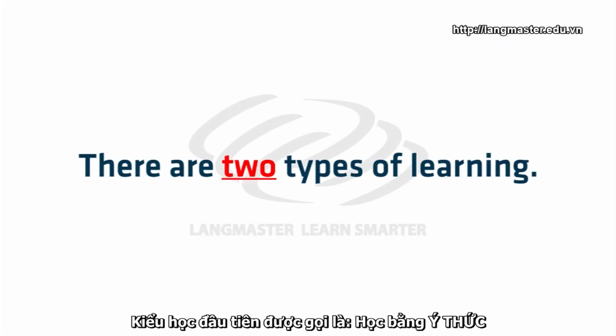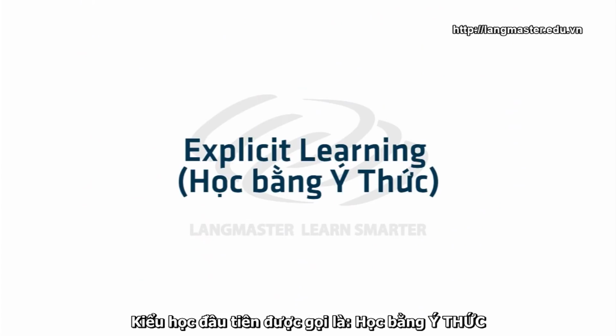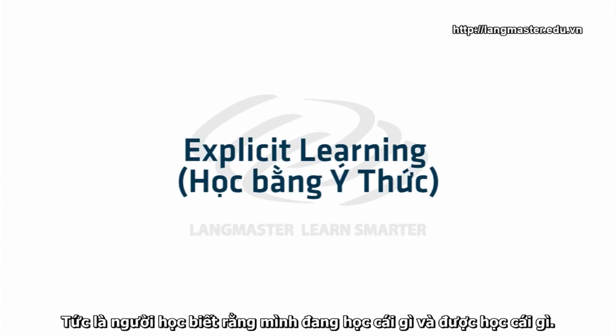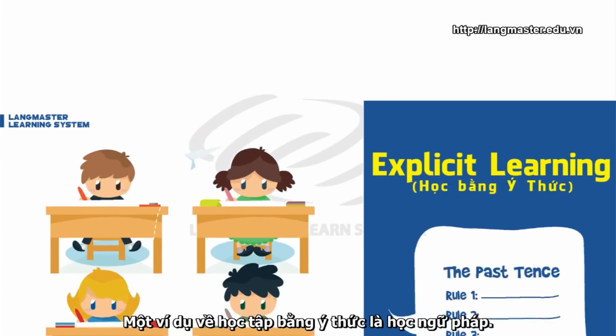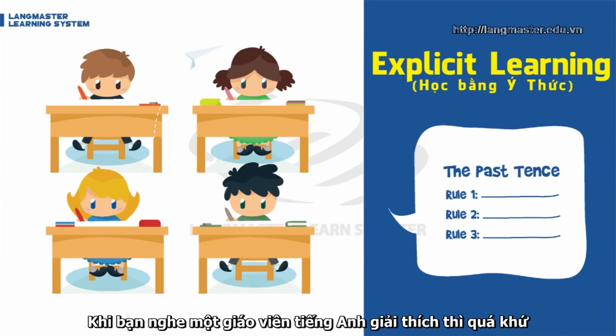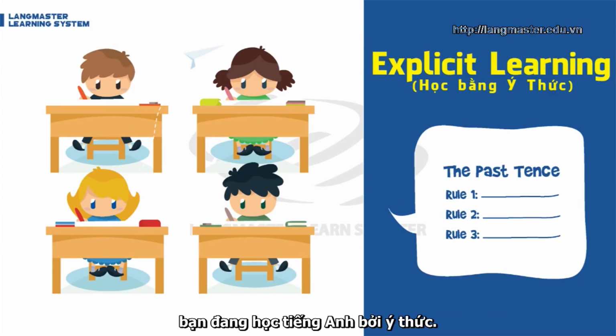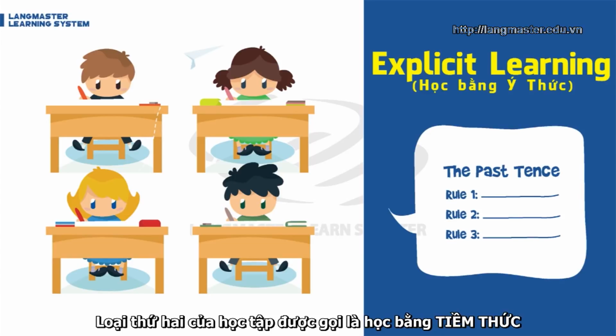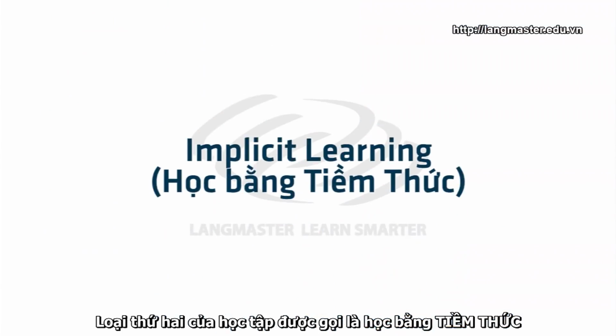The first type of learning is called explicit learning or conscious learning. This is the type of learning where the learner knows that he's learning something, and also what is being learnt. One example of explicit learning is studying grammar. When you listen to an English teacher explaining the past tense, you're learning English explicitly by consciously memorizing how to use the past tense.